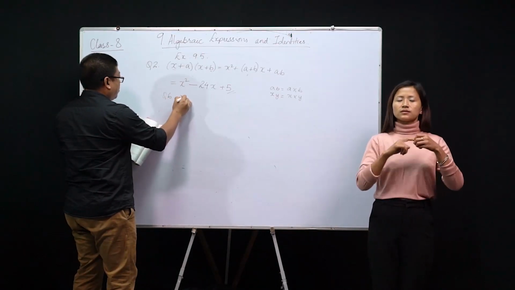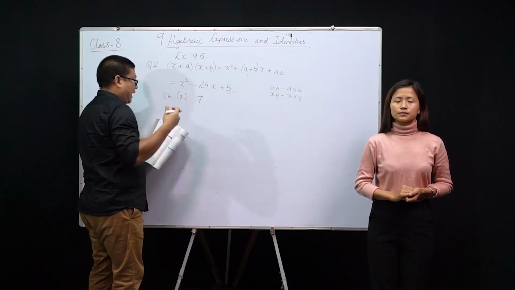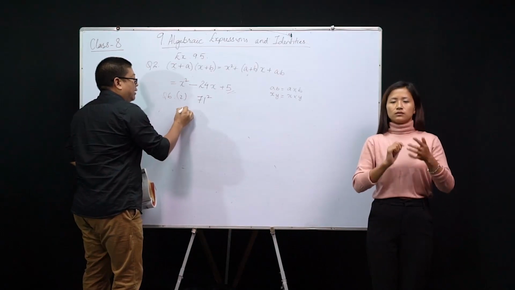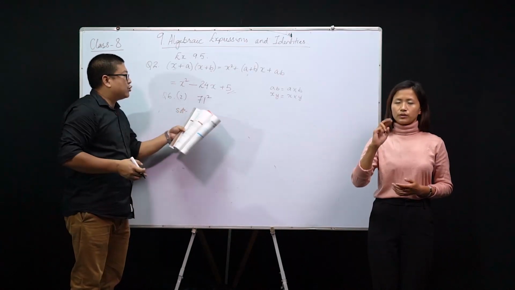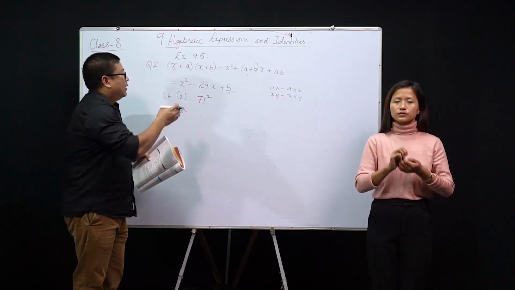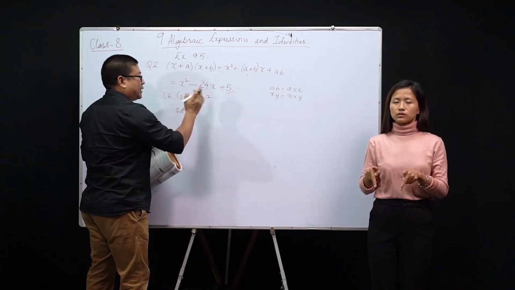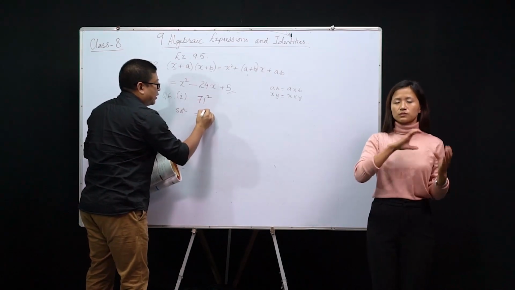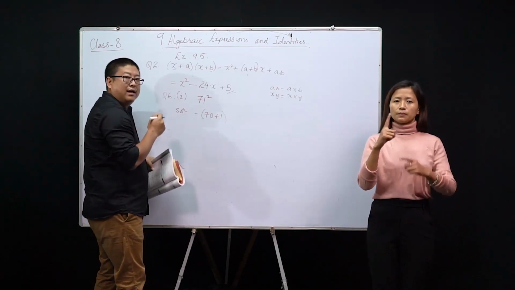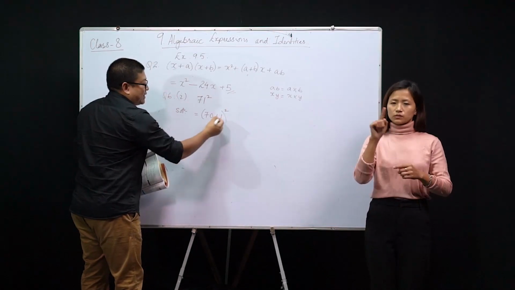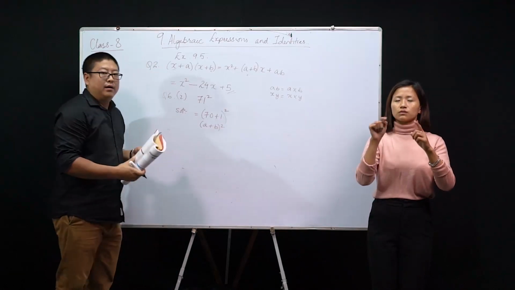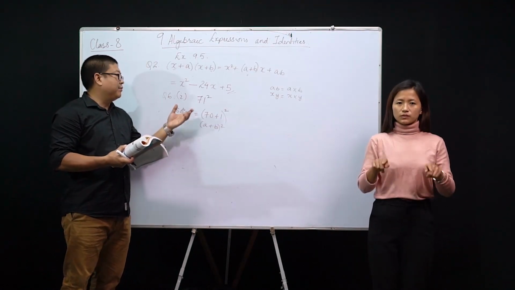Question number 6, 1. Using identities, evaluate. They have given us 71 square. Now this, there's no identity which will help you to solve this, right? But to make it possible to use identities, we have to make some changes. So what I'm going to do here is, I'm going to change this to 70 plus 1. 70 plus 1 is 71, the whole square. So this has come in the form of a plus b, the whole square.